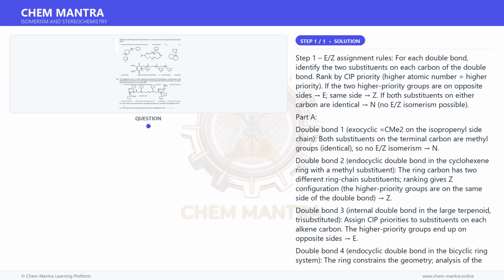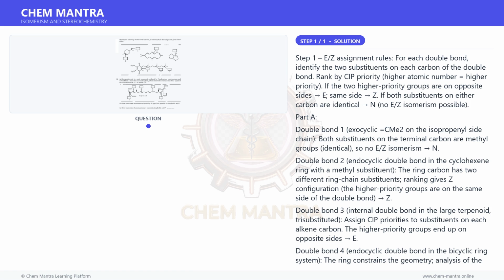Double bond 3, internal, shown with filled wedge context indicating configuration. Higher priority groups on opposite sides, E. Double bond 4, further internal. Higher priority groups on same side, Z. Reassessing, the arrow and structure show this double bond in the middle section. CIP analysis gives Z. Double bond 5, near OCH3.